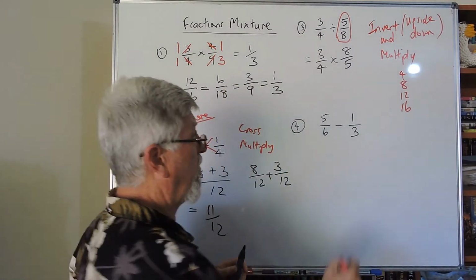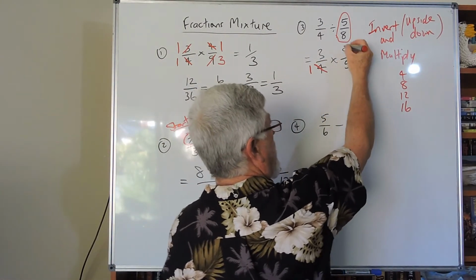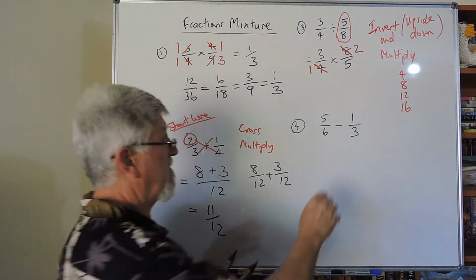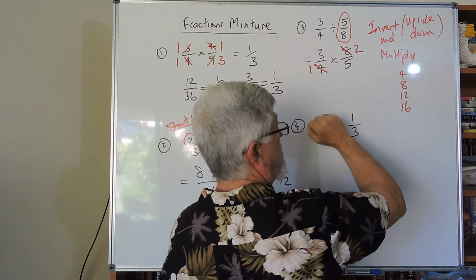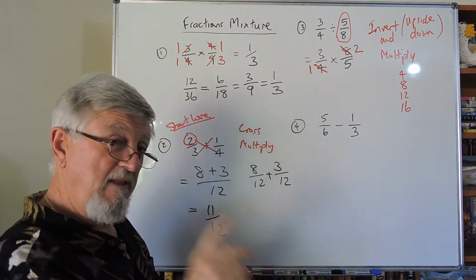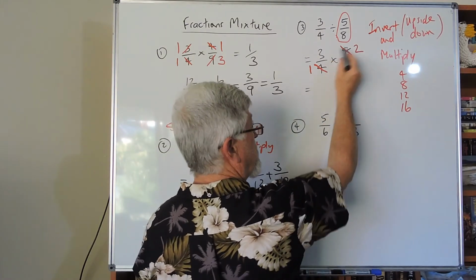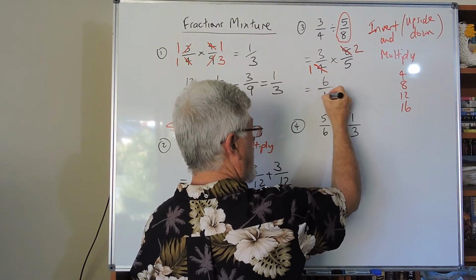So 4 into 4 goes once and 4 into 8 goes twice. Now there's nothing else we can simplify. We no longer have evens on the top and the bottom, and we can't divide by 3. So that's where we come back to: multiply the tops and multiply the bottoms. So 3 twos are 6, 1 five is 5.